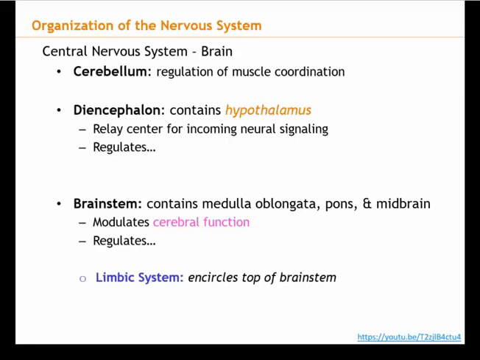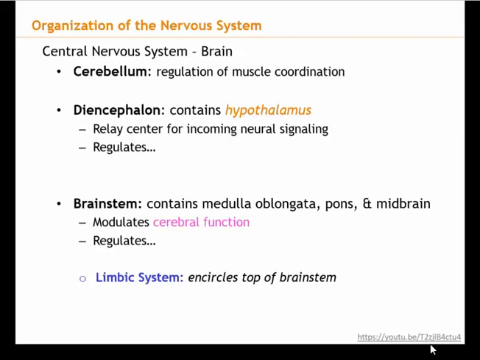And then the last structure is the limbic system, and this encircles the top of the brainstem. This governs subconscious instincts and emotions. This helps to link higher brain centers like thinking and remembering to lower structures that coordinate autonomic bodily functions.